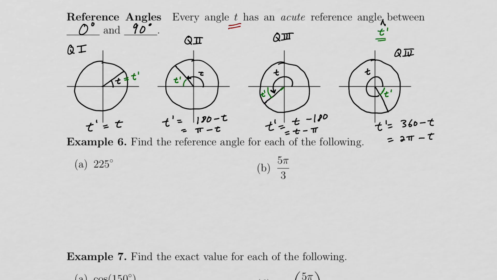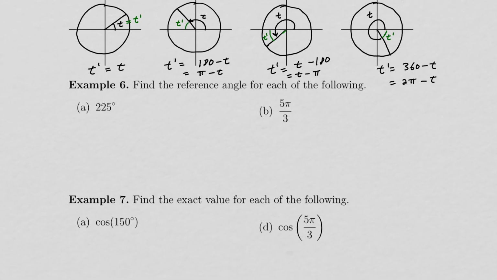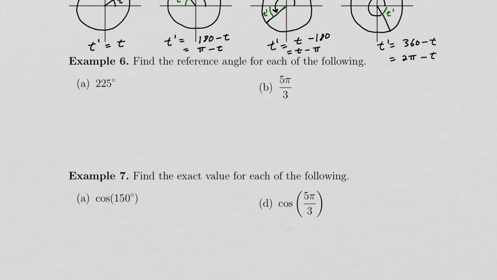Okay, so let's first find the reference angle for a few different angles. If my original angle is 225 degrees, what does that mean? Let me draw a unit circle. Well, I start here, right? I'm going to go like 180 and then another 45. So I'm going to be in the third quadrant, like this. And I know that this angle is 225 degrees. And I want to find this angle.